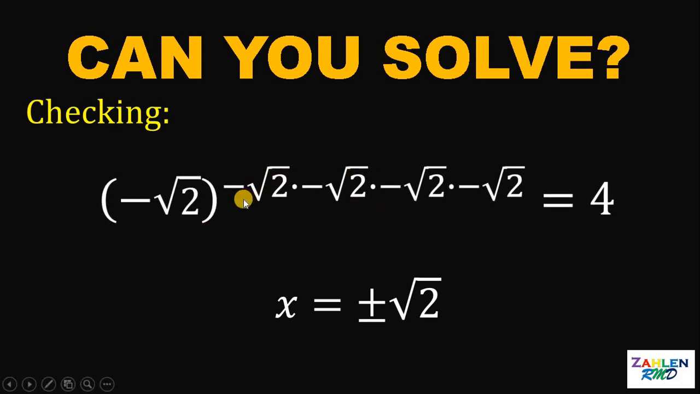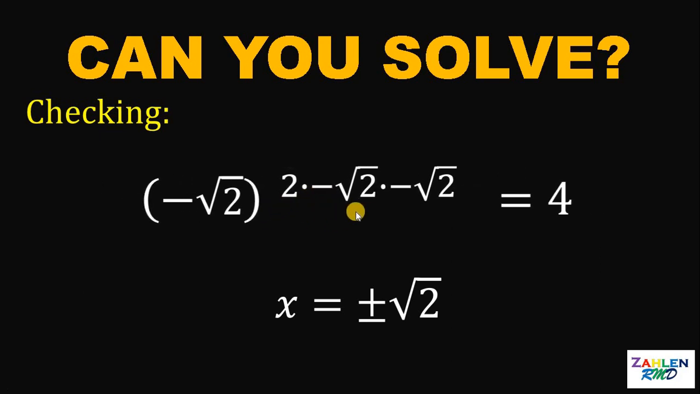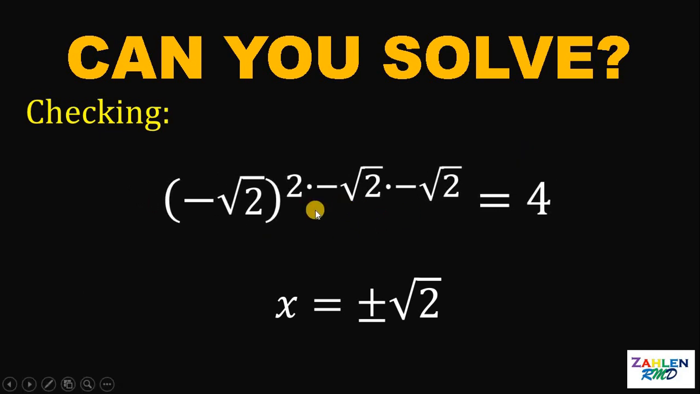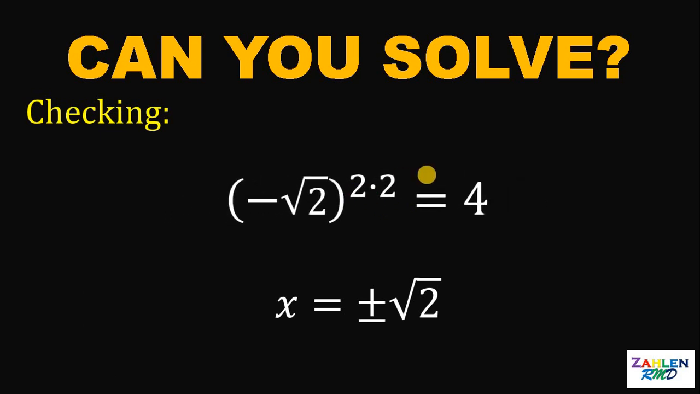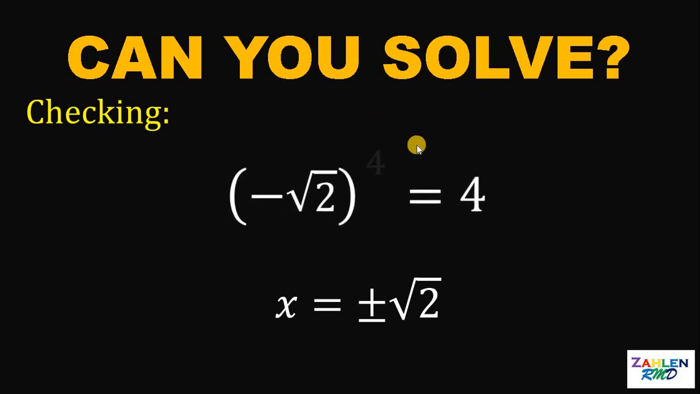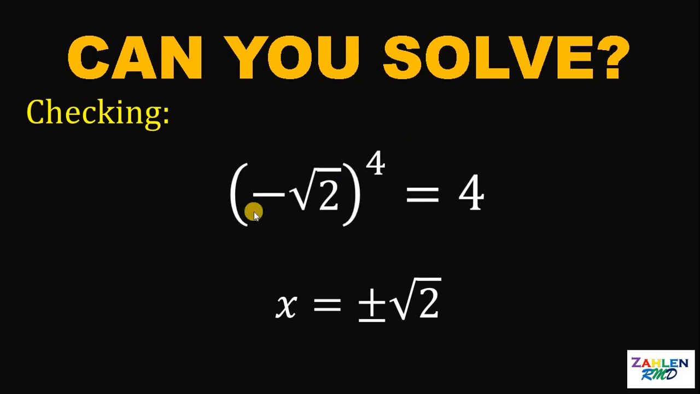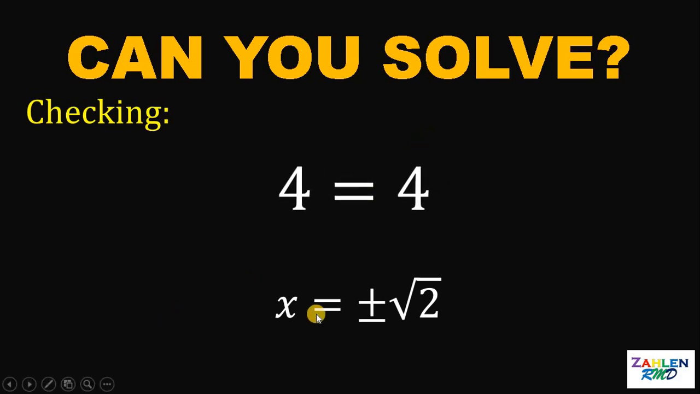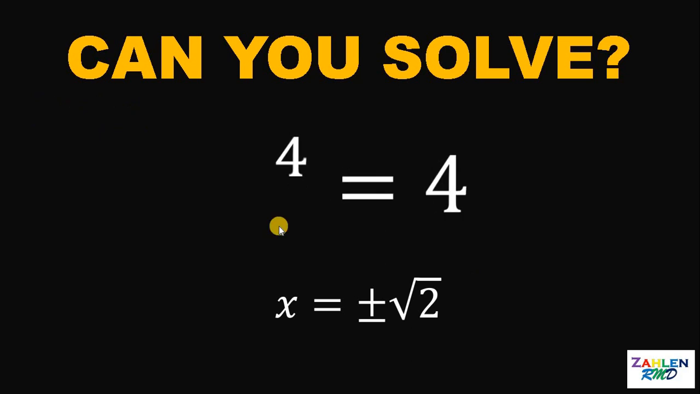Now, on the first negative square root of 2, negative square root of 2 times negative square root of 2 will give us 2. And for the last negative square root of 2 times negative square root of 2, this is just also 2. Now, 2 times 2 will give us 4. And we know already that negative square root of 2 raised to 4 is 4. Therefore, negative and positive square root of 2 is definitely a solution to this equation.